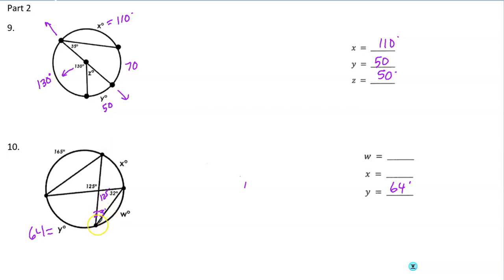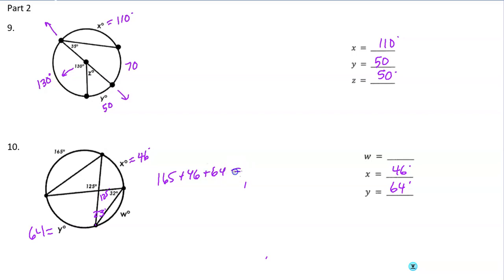So now that's an inscribed angle, right? Because its vertex is on the circle. So if I follow that out, that makes x double that, right? Because the angle is always half. So then that makes x 46. And that's helpful because now I have every single arc except w. So I can add 165 and 46 and 64. And let's see what we get.